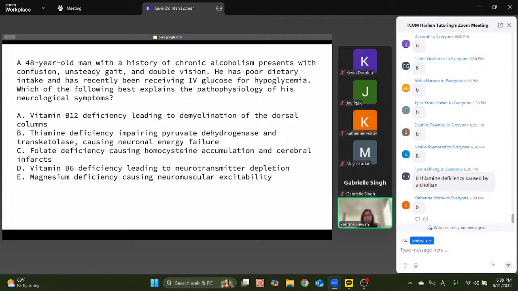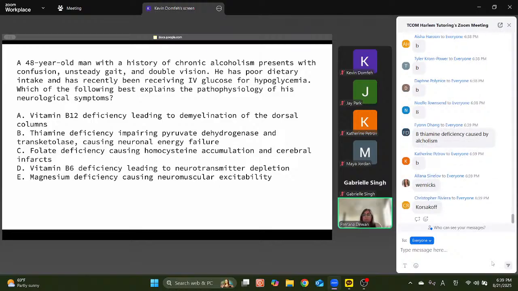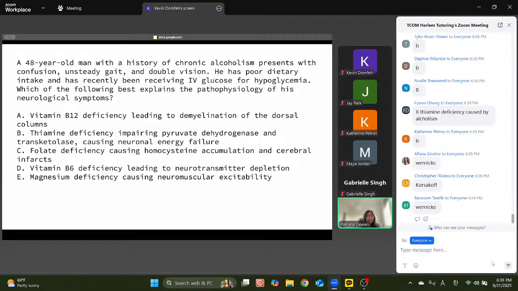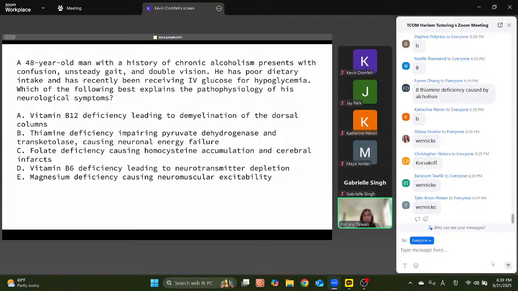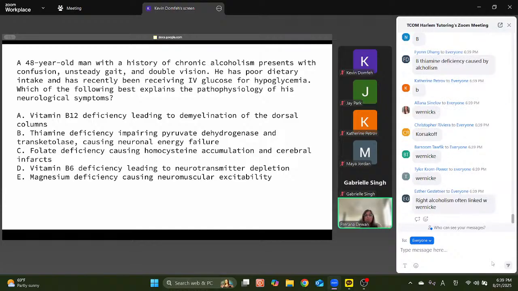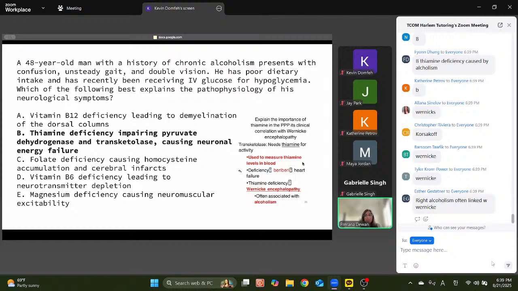Amazing. Yep, you guys got it. It is B. Does anyone know what condition we're talking about here in this question? Yep, Wernicke's. And one important word I would point out is the alcoholism. Like Fionn said, thiamine deficiency can be caused by alcoholism, so those two are linked. So again, just reinforcing that thiamine is an important cofactor for pyruvate dehydrogenase, alpha ketoglutarate dehydrogenase, and transketolase.